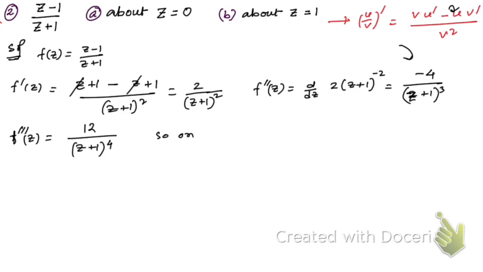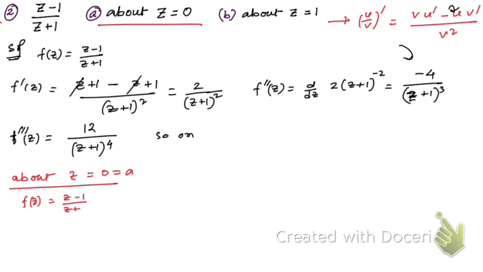So first let us deal with about z is equal to 0, and 0 is the value of a here. Now you see f of z is z minus 1 by z plus 1, therefore f of a, that is f of 0, is equal to 0 minus 1 by 0 plus 1, that's minus 1 by plus 1, that means minus 1.